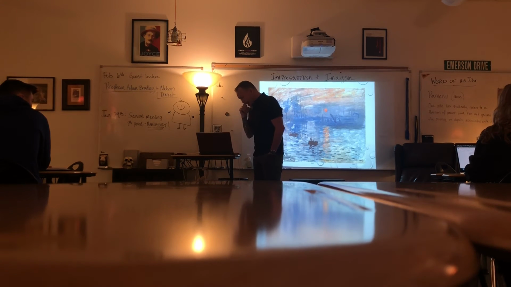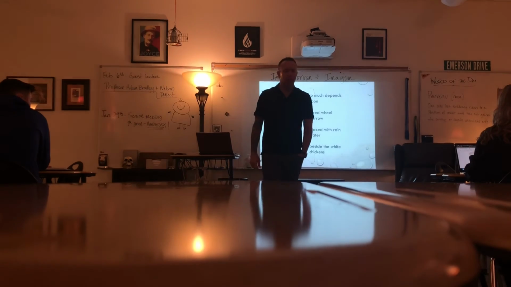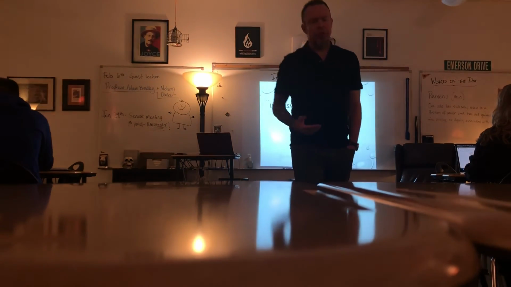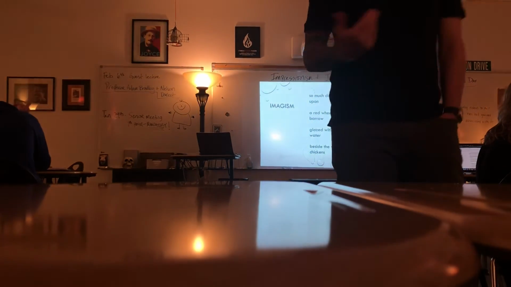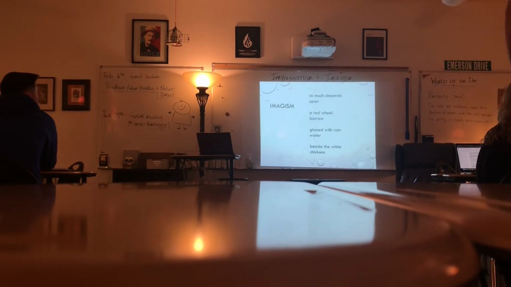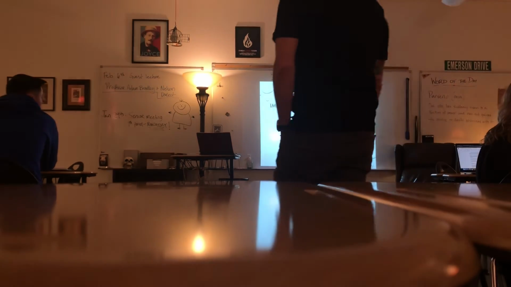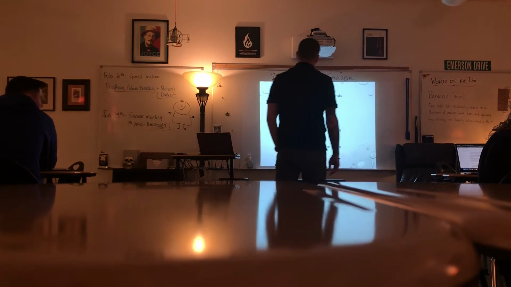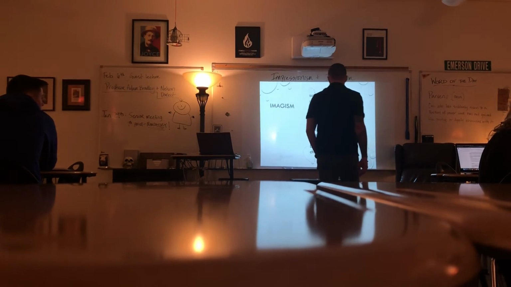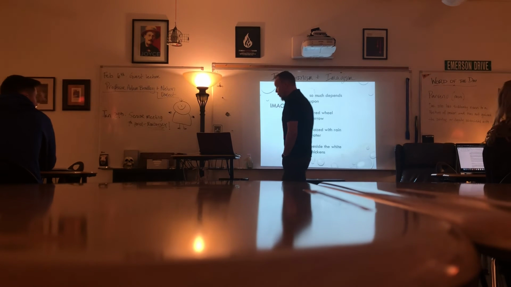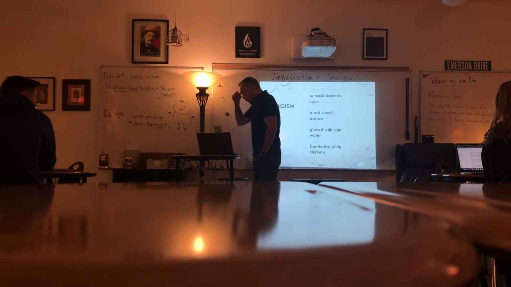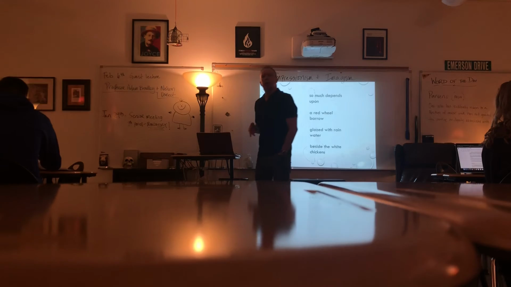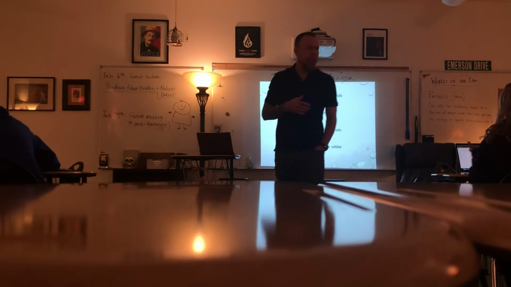So I want to look at a poem right now, which is also on your sheet. But this is one of the most famous Imagist poems ever written. So much depends upon a red wheelbarrow glazed with rainwater beside the white chickens. That's the whole poem. And so I want you to look at the 3 questions down at the bottom of the page that I just gave you.